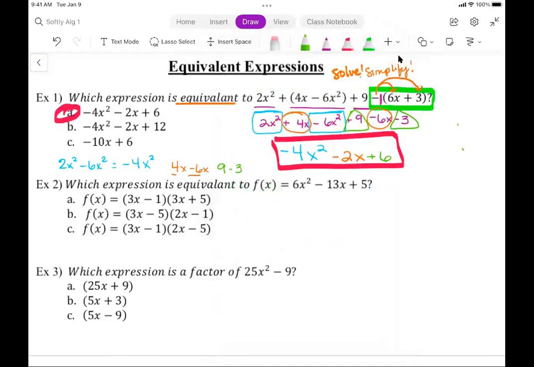All right, that's how you're going to solve it. So now we've got example 2. It says, which expression is equivalent to, that means they are the same, f of x, that's the same thing as y equals 6x squared minus 13x plus 5.